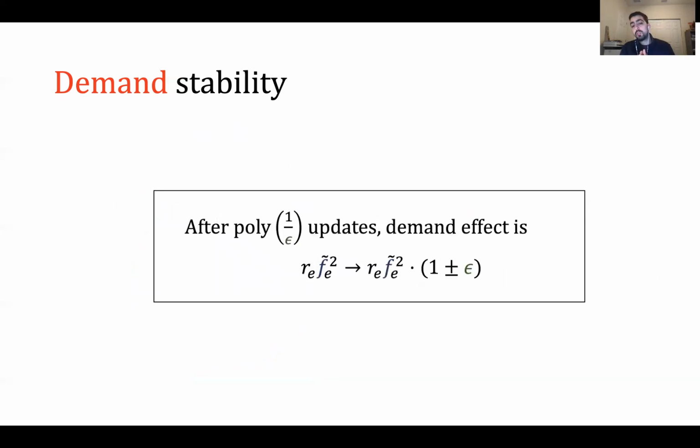So again, we proved that even after a polynomial number of updates in 1/epsilon, the effect of the demand on the energy is just to multiply it by 1 ± epsilon, which is a negligible change. So we can make many updates, but still the effect of the change in the demand is tiny. So what these two facts combined mean is that we can first localize the demand on a sublinear subset, and then we can just keep it intact for a polynomial number of iterations.